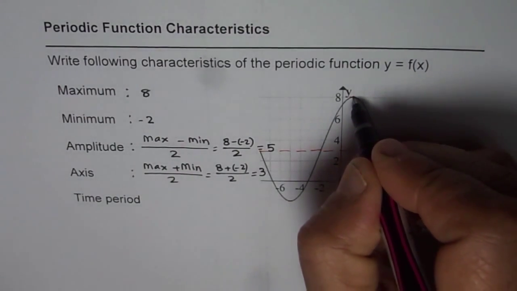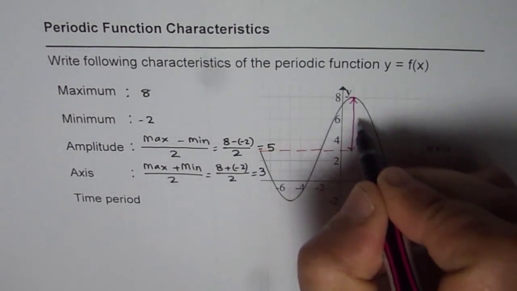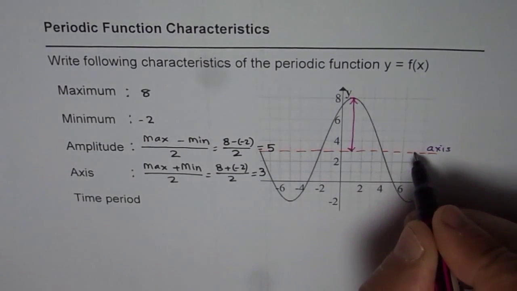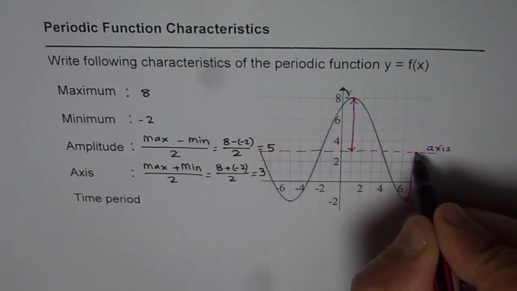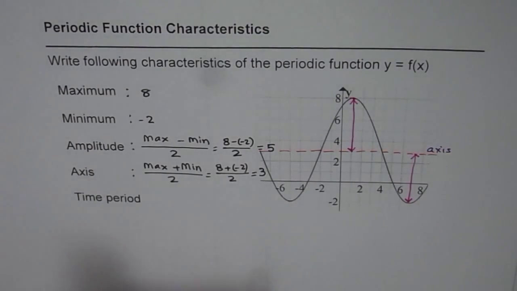Now amplitude is from maximum to axis or from minimum to axis. So that is the amplitude. Amplitude is always positive.